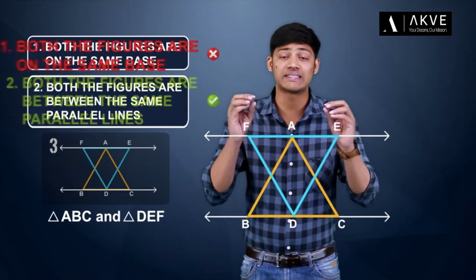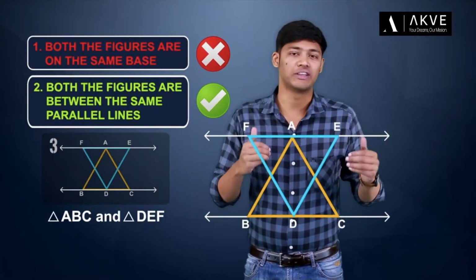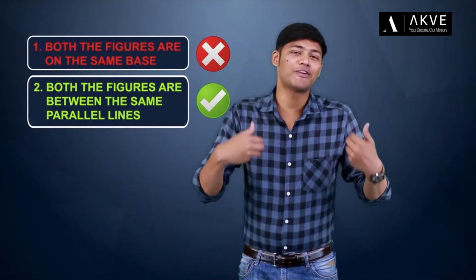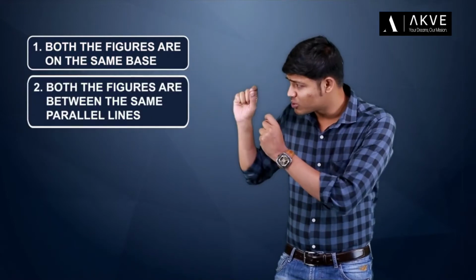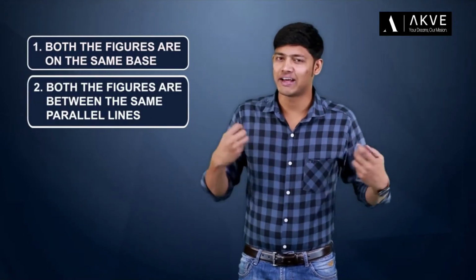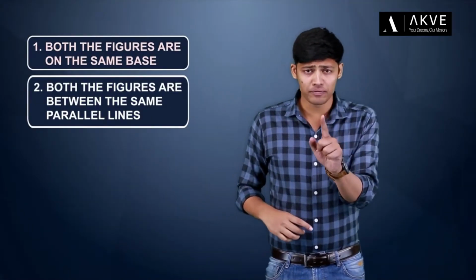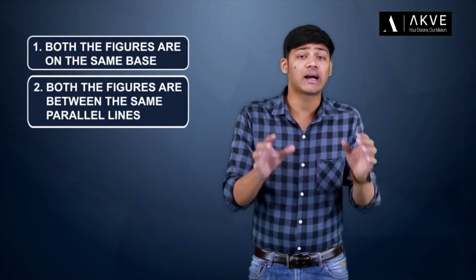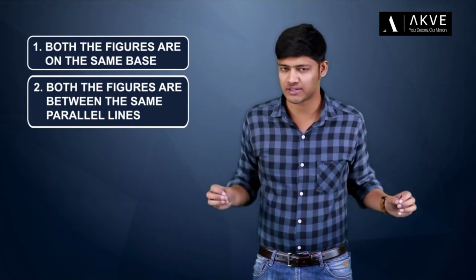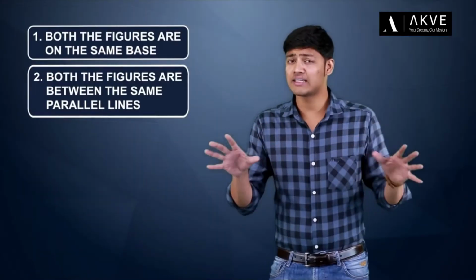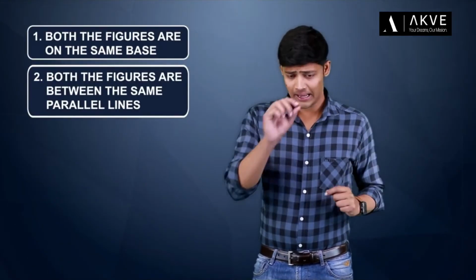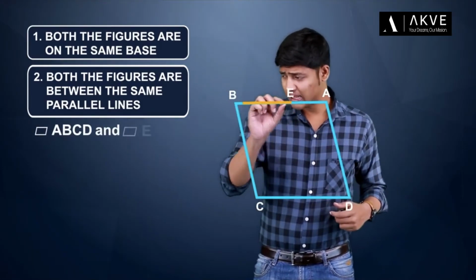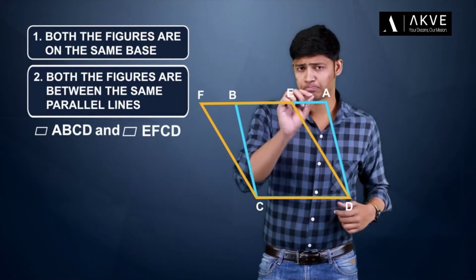So only the second observation is true for these two triangles. I know, you may be wondering why we are making a point to observe the same two things again and again. With the help of these two observations, we can deduce an important result concerning the areas of some figures. Let me show you. Let us consider two parallelograms ABCD and EFCD.